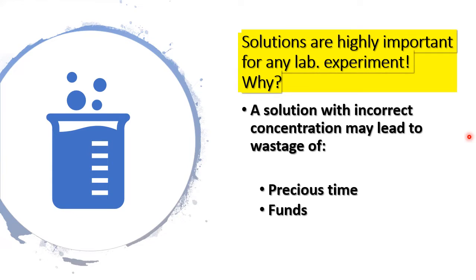A solution with incorrect concentration may lead to wastage of your precious time and funding. For example, you have to do a series of experiments, and in one of your earlier experiments, one of the solutions is not correctly made and you don't know about it. What will happen? Maybe after a couple of weeks or maybe in a month's time, you find out your experiments are not working, and when you go back and check your solution concentration, the concentrations were wrong. But by that time, you have wasted your time and funds.